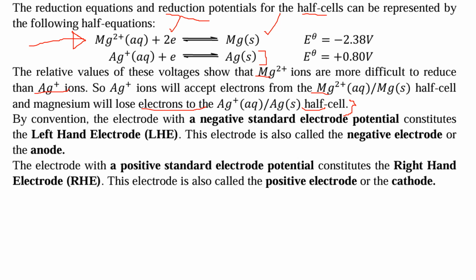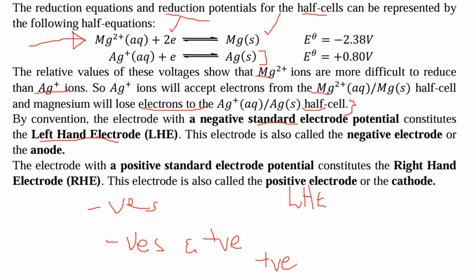So we're going to proceed by saying that, by convention, the electrode with a more negative standard electrode potential is going to be your left-hand electrode. Now let's understand this properly. We can describe this in terms of negatives, or in terms of negatives and positives. Your left-hand electrode is going to be the one which is more negative. In other words, it's the one which has a lesser value. So the left-hand electrode always has a lesser value.